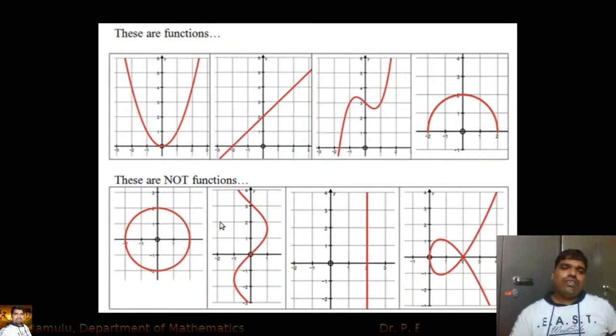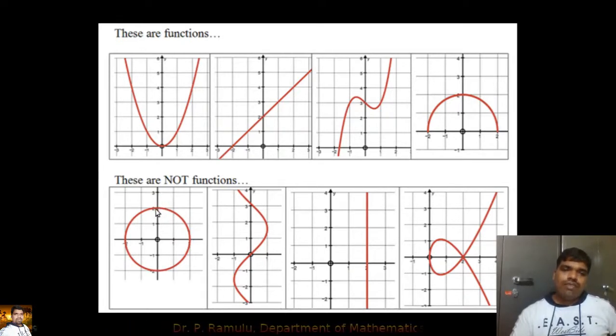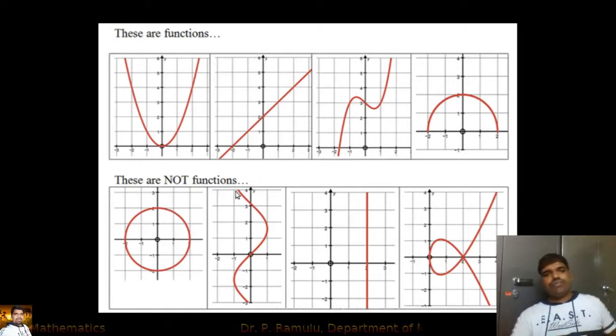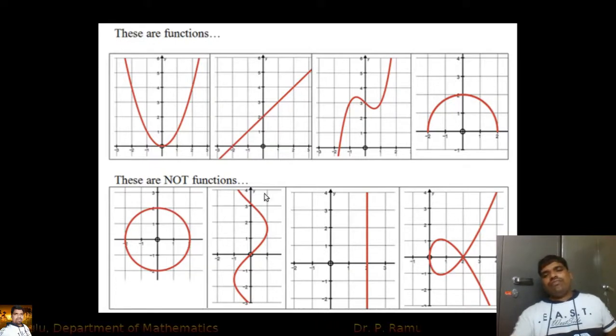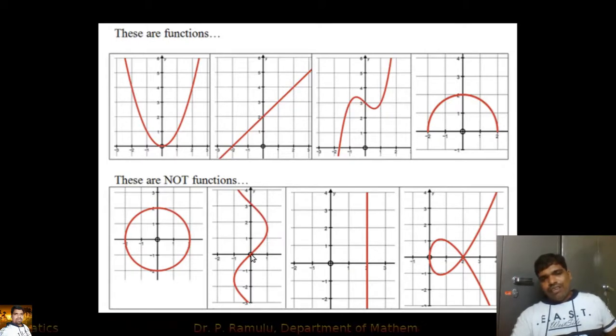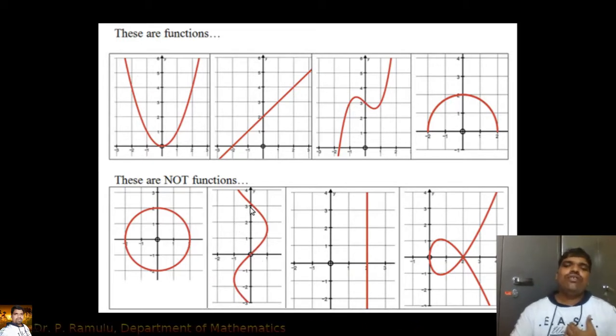Now come to this circle. If I take any line parallel to the y-axis, it cuts the circle two times. That's why it is not a function. If I take the y-axis, here we have one. At 0, we have a V shape, and over the point 1 or 2 or 3, this point and this point. Therefore, it is not a function. If I take this graph, it looks like it is going like this. At this point, it has two images, 1 and 2. So that's why it is not a function.